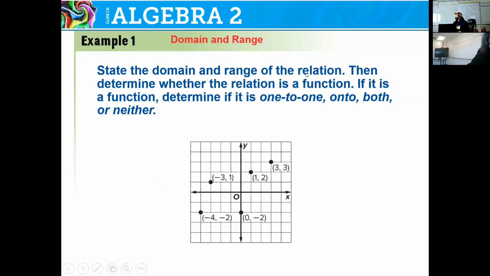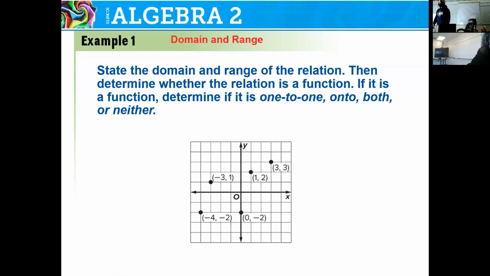Okay, so state the domain and range of this relation, then determine whether the relation is a function. If it is a function, determine if it is one-to-one, onto, or both, or neither. So if you remember, for domain you're talking about all of the x values, and when it's given to you in graph form, you always want to work left to right, from least to greatest. So starting in the bottom left, we have a point at -4. So -4 is part of our domain.